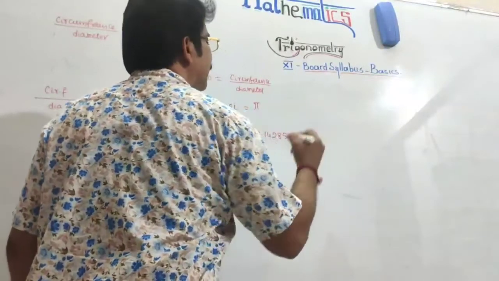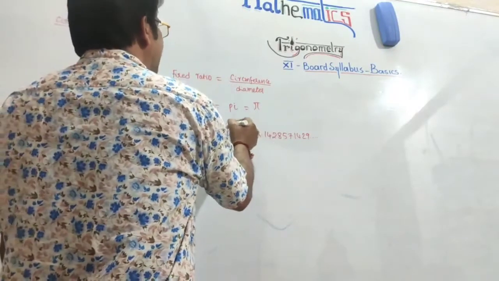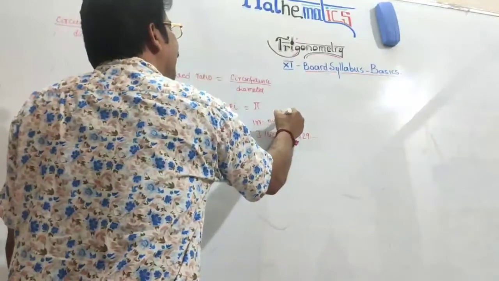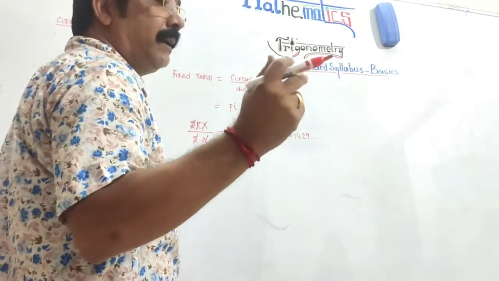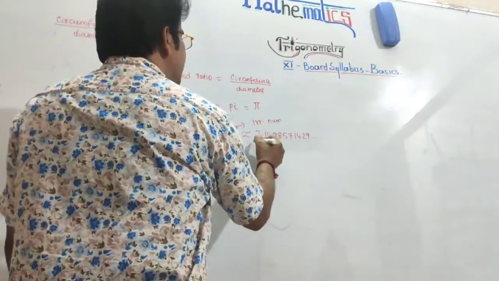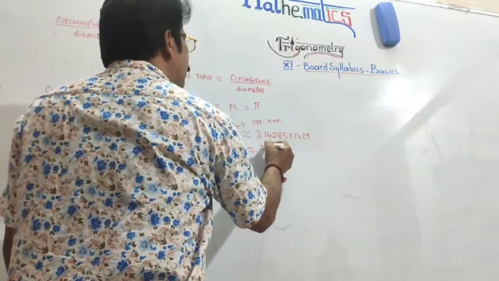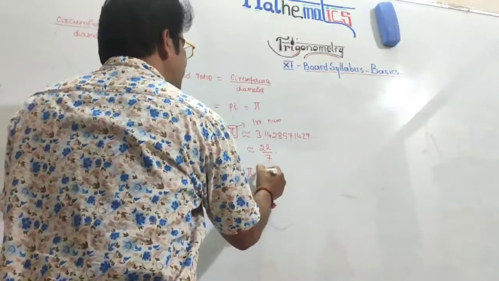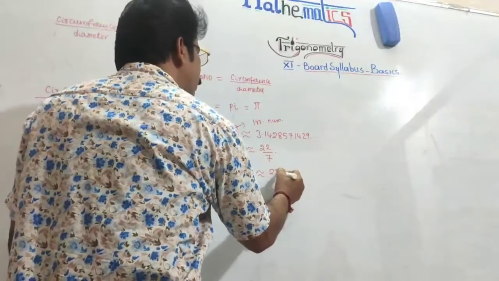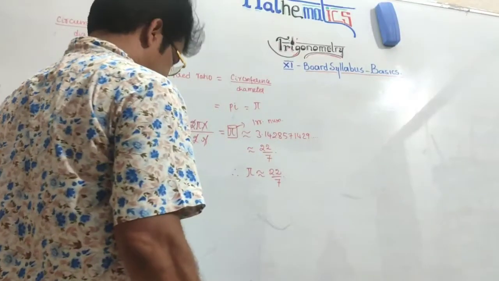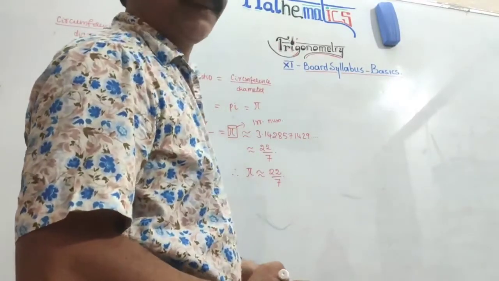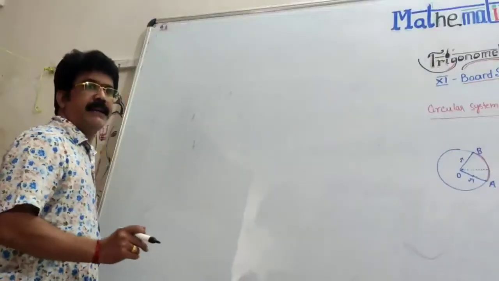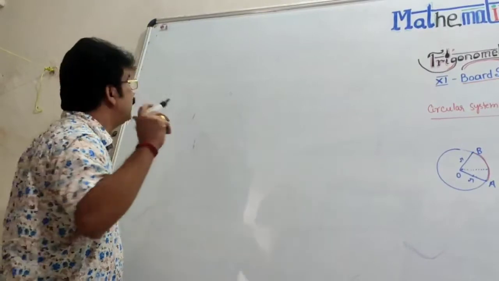3.1428571429, just like that. And this is called an irrational number. And in the division algorithm, this value is very near 22 by 7. That's why pi is approximately equal to 22 by 7. For mathematical convenience, instead of pi, we use 22 by 7. An important theorem is there.